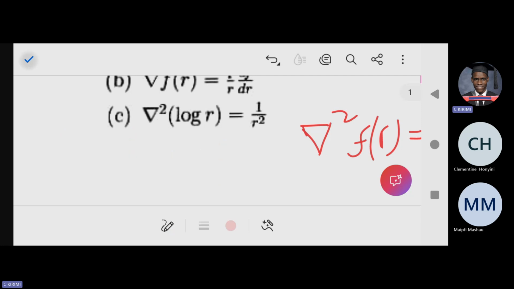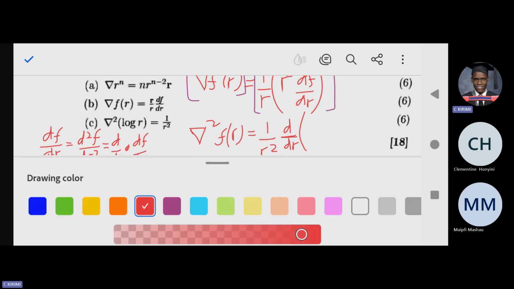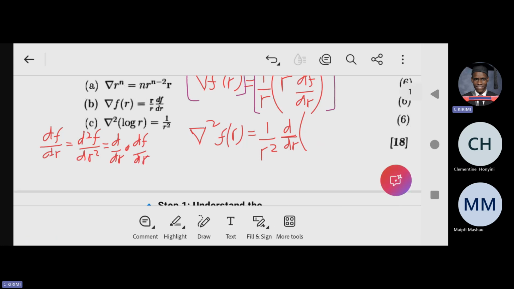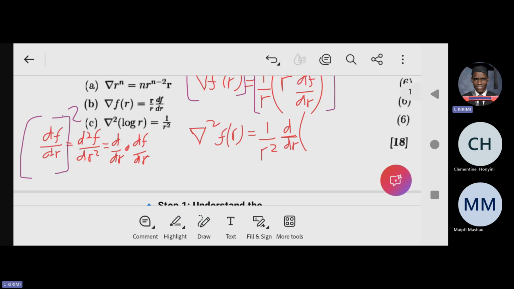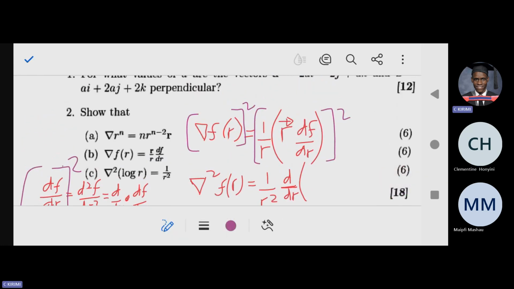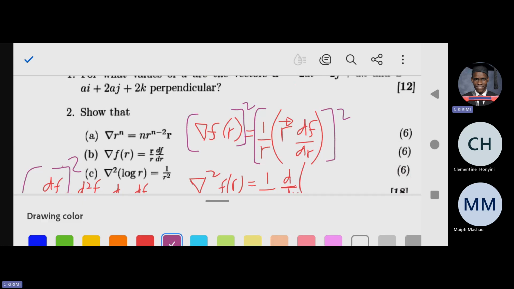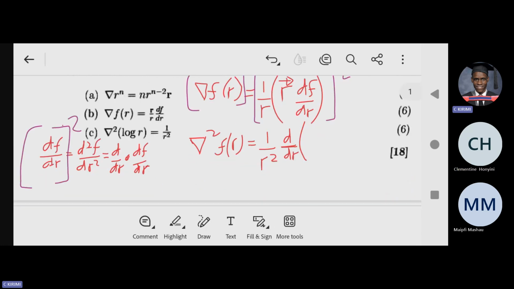Any question here? In terms of squaring df/dr, this is the one that we have squared, df/dr. Where is the square coming from? This idea that you are squaring what is inside the bracket. So what I'm going to be having inside the d/dr, I've put it outside. Then the df, I'll put it inside the bracket.